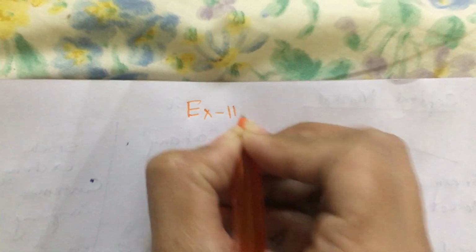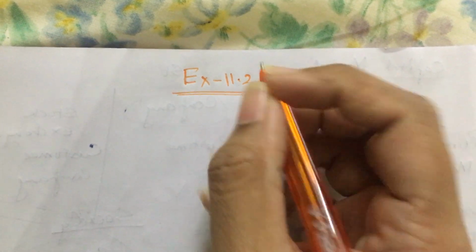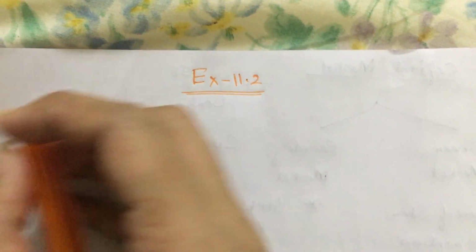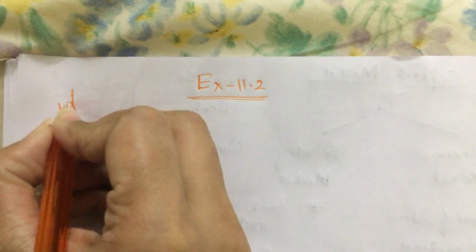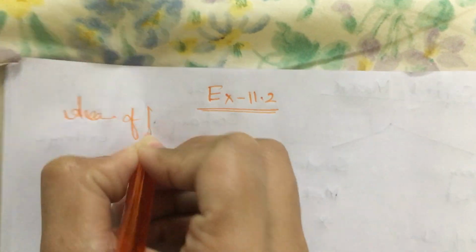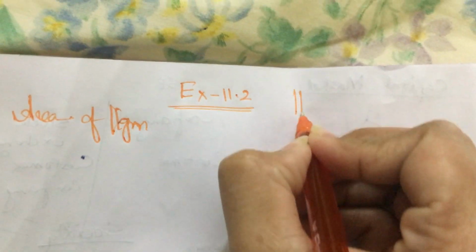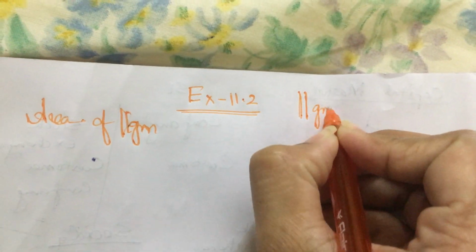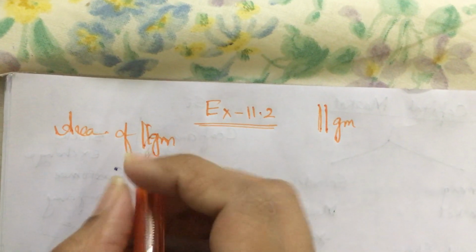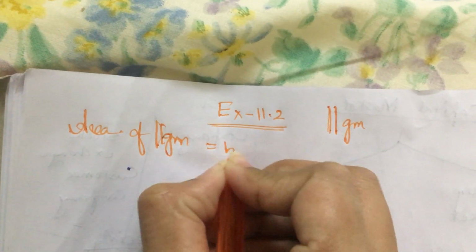Okay, going to exercise 11.2. What we see in exercise 11.2 is they have given the area of the parallelogram. We have learned the formula for the area of a parallelogram. Parallelogram in short form can be written with two long standing lines and GM. So the area of the parallelogram, the formula is base into height.